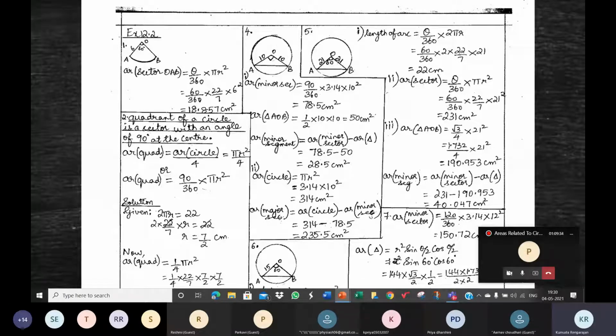Otherwise, 22 by 7 into 10 into 10. That's all, children. So anyways, you can do it either way. Either you use 360 minus theta, the corresponding sector angle, the major sector angle.